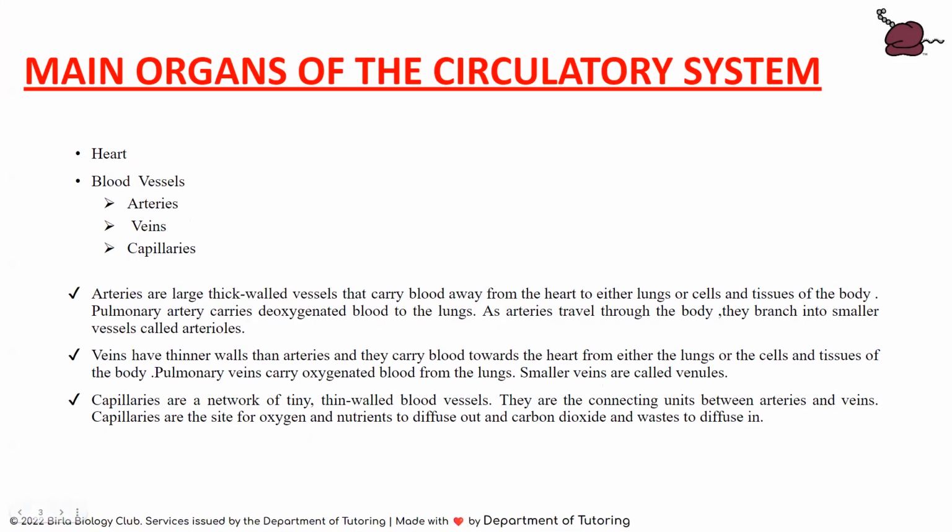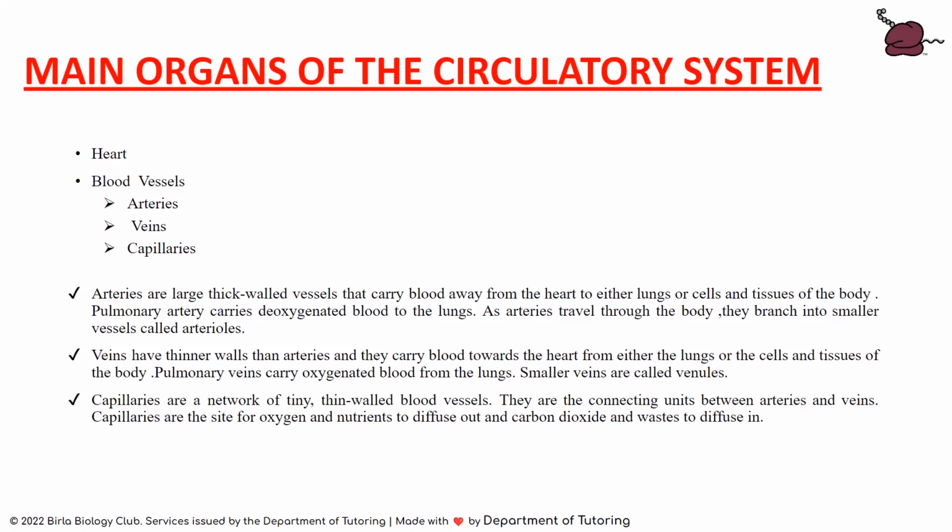Now let's see the main organs of the circulatory system. This includes the heart and the blood vessels. Blood vessels carry blood throughout the body and are of three types: arteries, veins, and capillaries. Arteries carry blood away from the heart to the cells. They usually carry oxygenated blood except for the pulmonary artery. Veins, on the other hand, carry blood away from the cells to the heart, and unlike arteries, they carry deoxygenated blood, except for the pulmonary vein.